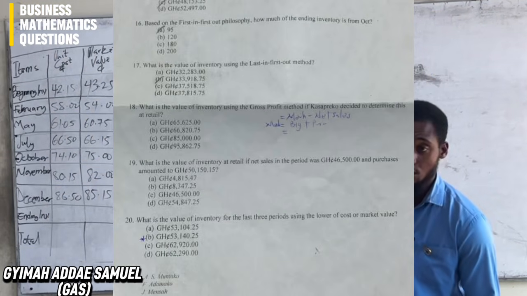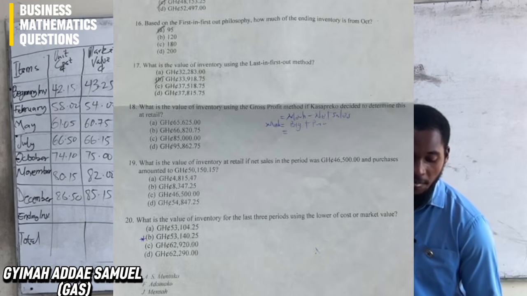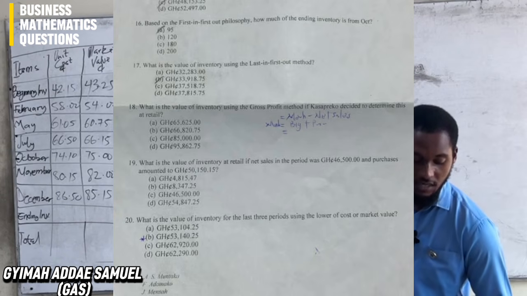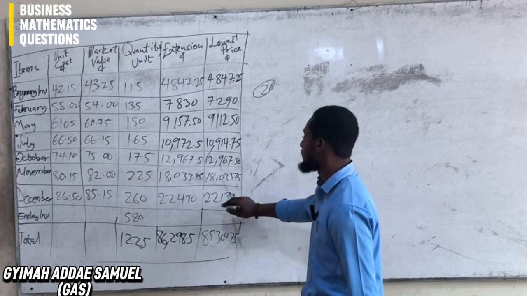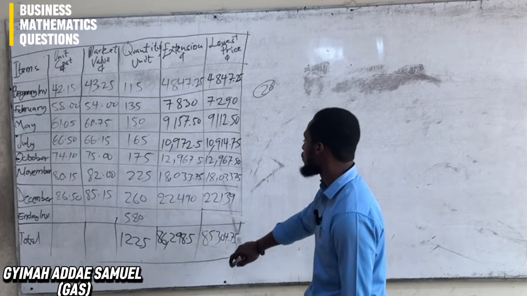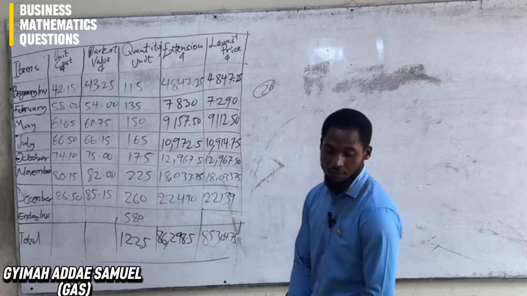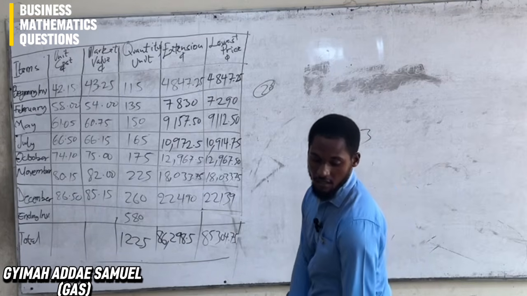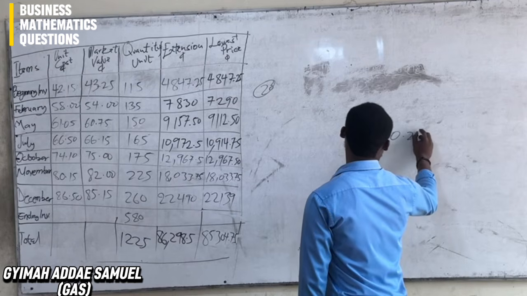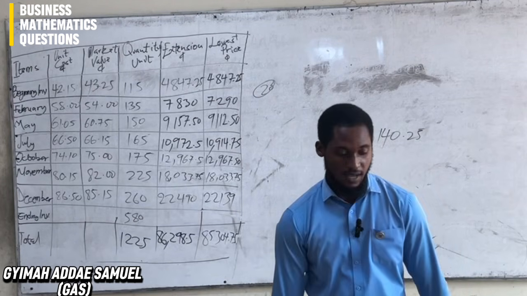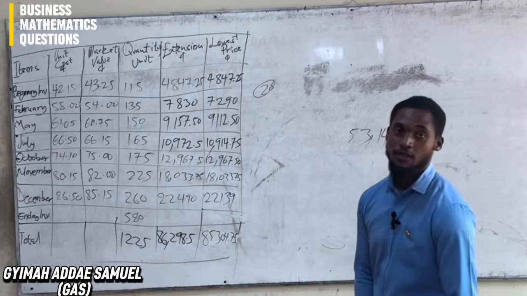We move on to the last question, which is question 20. It says, what is the value of inventory for the last three periods using the lower of cost or market value? The last three periods are December, November, and October. So we add the lowest price for December to November and also to October, and we are getting 53,140.25. The answer is stated clearly in the options, which is option B for question 20.